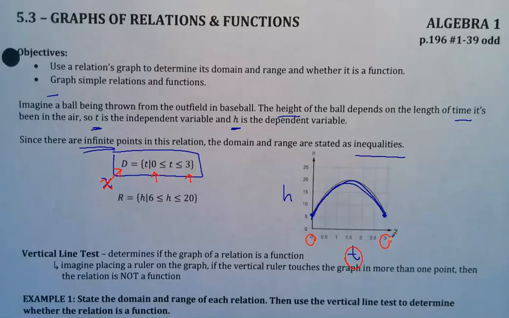We know the domain is our x values, so we look at our x axis and see where we start and where we end, and we put those in there. So then what about for our range? For our range, we have our h, or our height, such that 6 is less than or equal to our height, which is less than or equal to 20. So what's the range? It represents the y-axis.